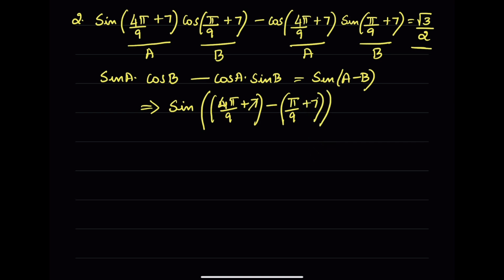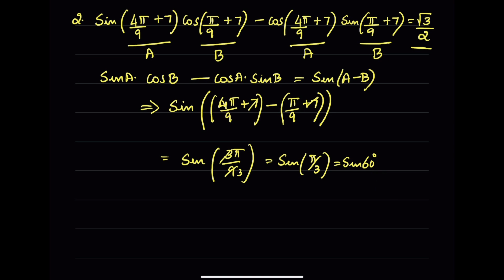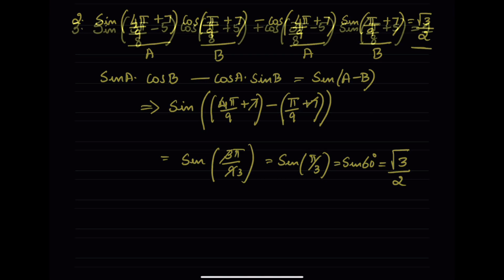So the 7 gets cancelled out. We would have sine of 4 pi by 9 minus pi by 9, which is 3 pi by 9. So we can simplify this to pi by 3. Sine pi by 3 is sine 60, correct, which is equal to square root of 3 divided by 2. So this is how we can solve the second question.